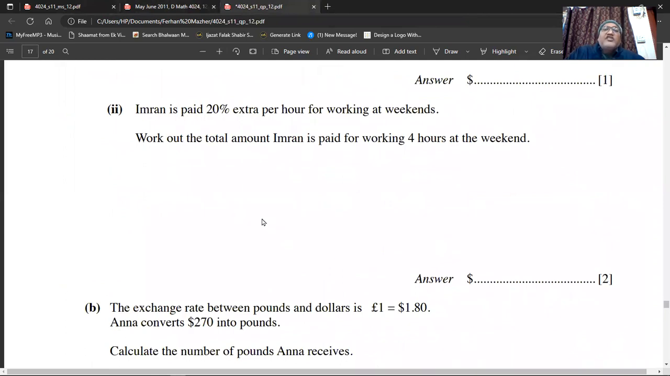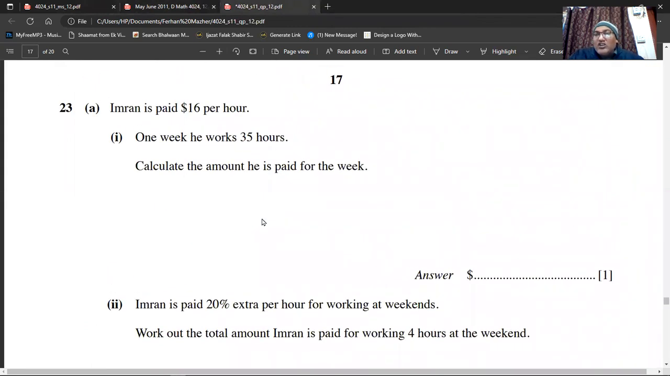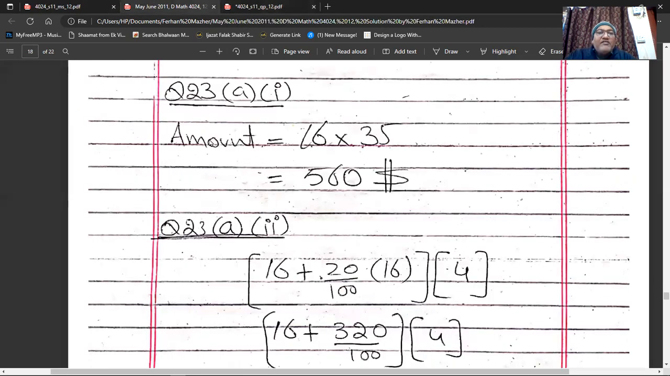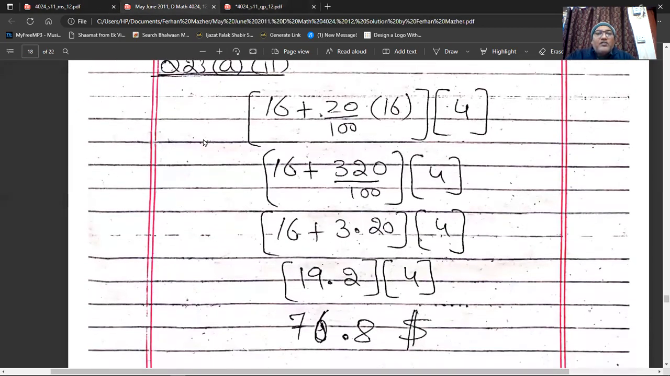Second part is Imran is paid 20% extra per hour for working at weekends. Work out the total amount Imran is paid for working 4 hours at the weekends. Normally he's paid $16 per hour. So when he works on weekends, he will be paid 20% extra. So his 1 hour salary will become 16 plus 20% of 16. And then we will multiply it with the 4.